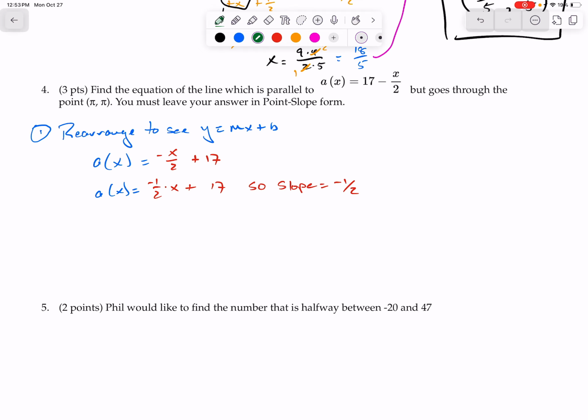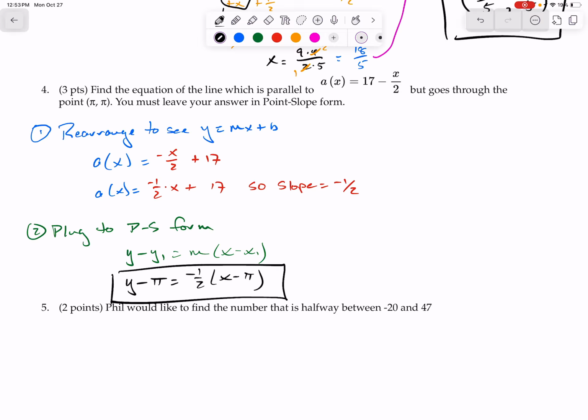And then we're just going to plug to point slope form. Y minus y1 equals m times x minus x1. So we get y minus pi equals minus 1/2 x minus pi. Boom.